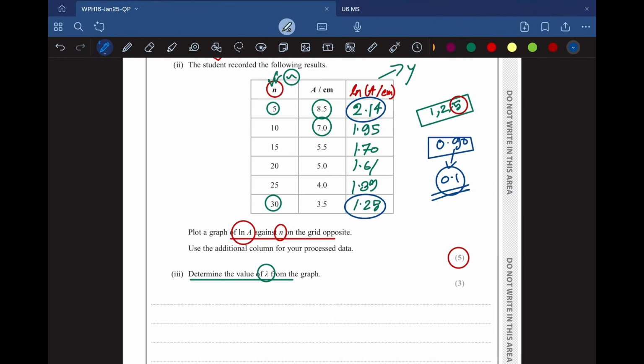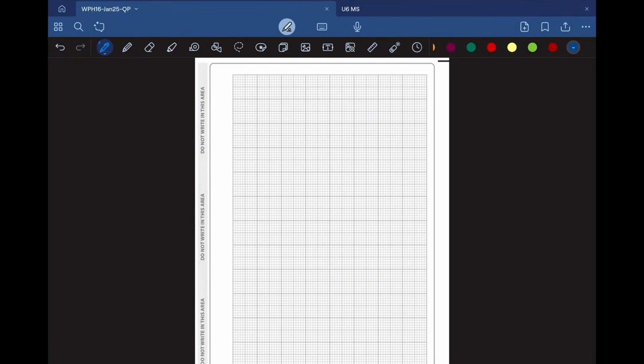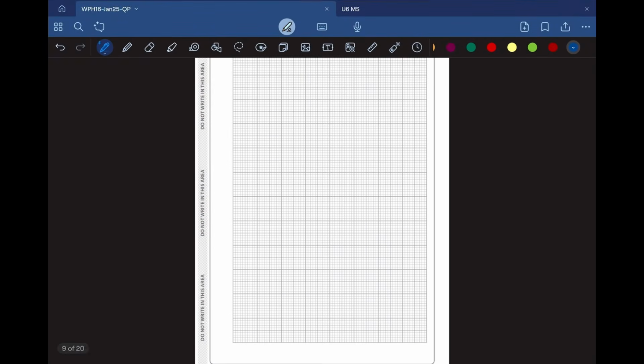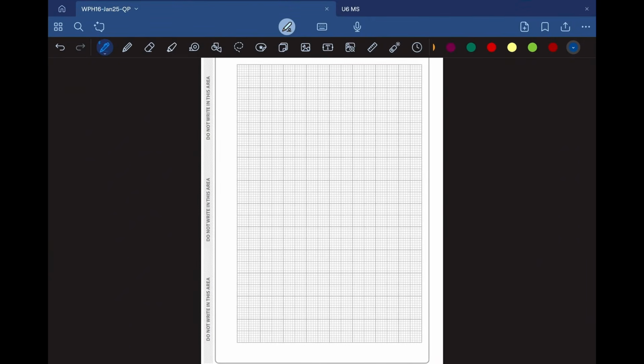So it will require me 9 boxes. As there are 13 boxes, if I fill up 9 of them, then I'll be working with more than 2/3 of the graph paper. The examiners want our drawn graph to use more than 2/3 of the graph provided. So let's draw it like this.